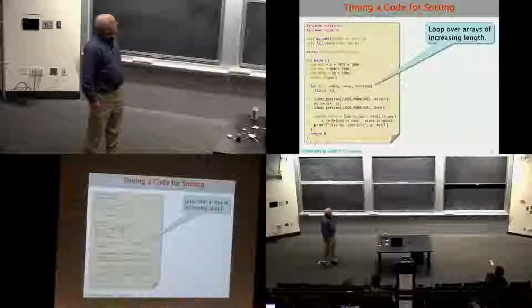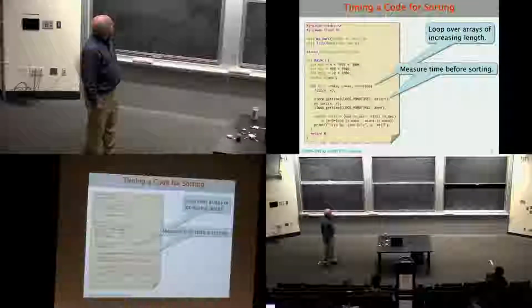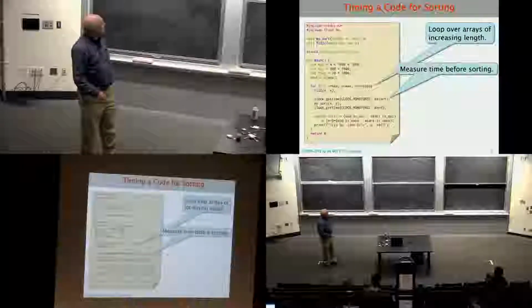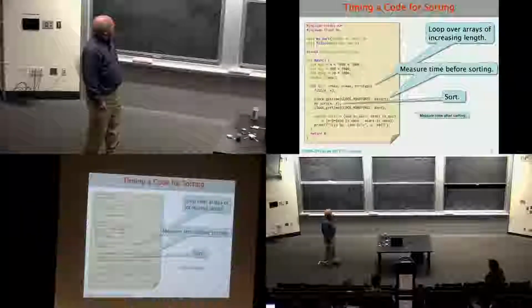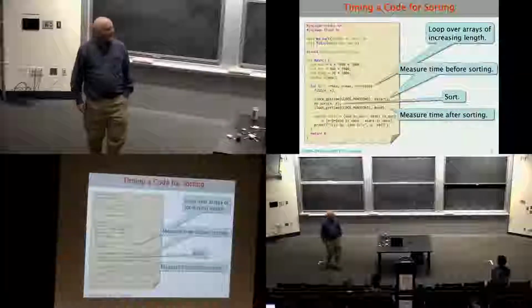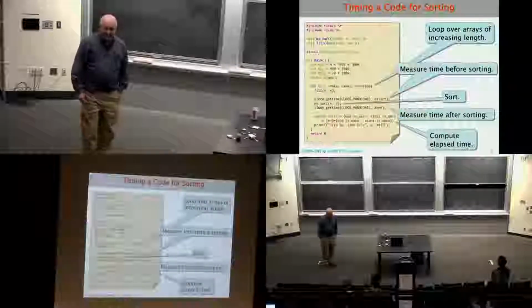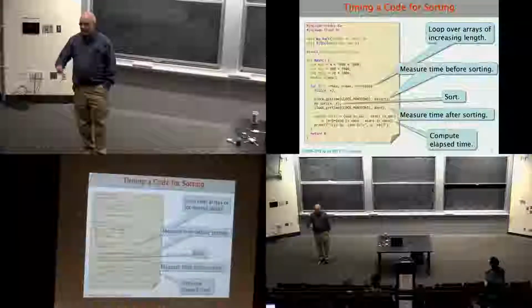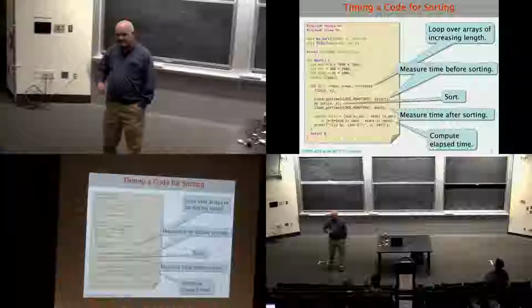And then we're going to loop over arrays of increasing length. And then what we're going to do is fill them up. I forgot the fill. And then we're going to measure what the time is just before we sort. Then we're going to sort, and then we're going to measure the time after sorting. And then we compute the difference and figure out what the elapsed time is, print that out. And then we do it again for a little bit larger array. Okay? So is that clear what's going on?